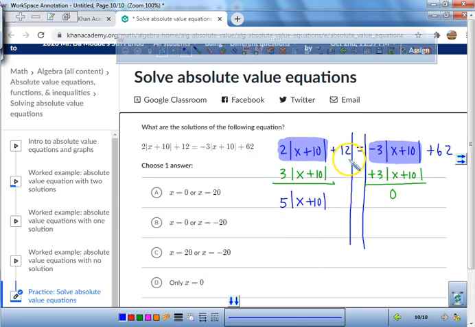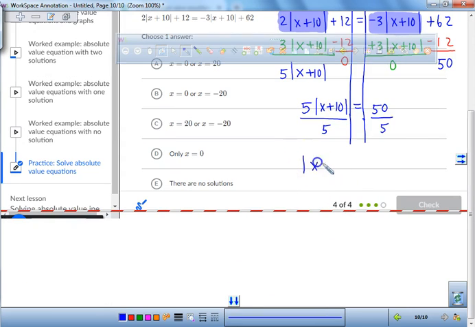All right? Now if that says positive 12, I'm like, how do I get rid of a positive 12? Well, that's easy. You just take away 12 from both sides of the equal sign. And 62 minus 12, hopefully you know, is 50. All right, so let's see what we have left here. I've got 5 times the absolute value of x plus 10 equals 50. All right, let's go ahead and divide both sides by 5. So here we go. The absolute value of x plus 10 equals 10.